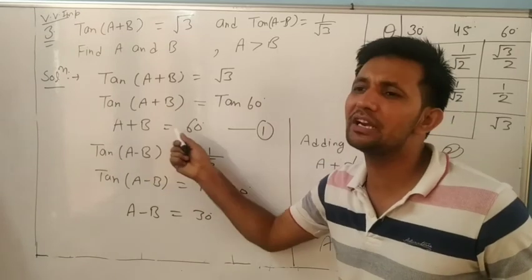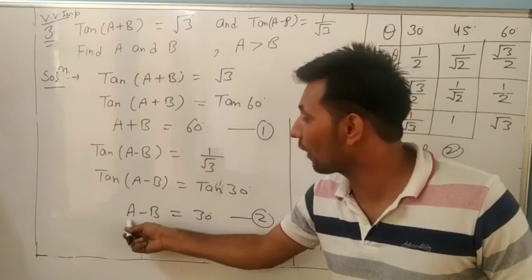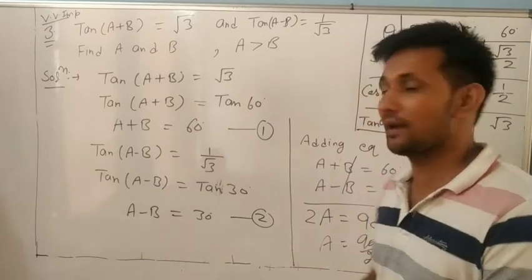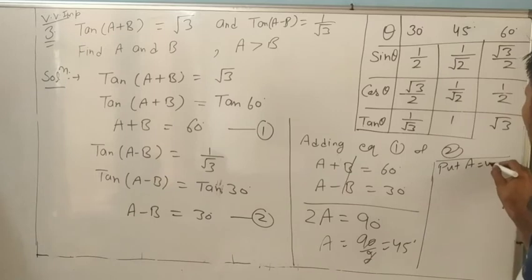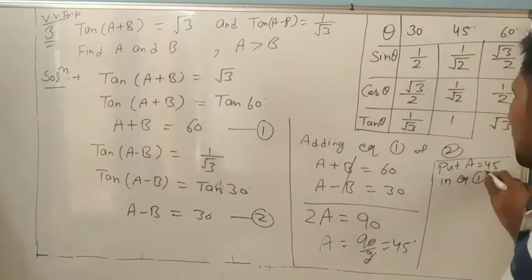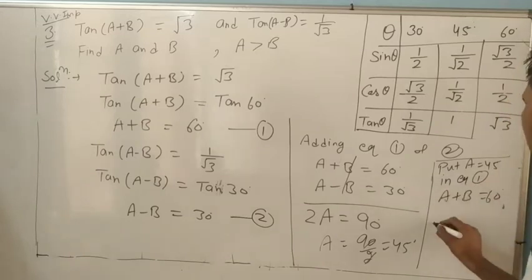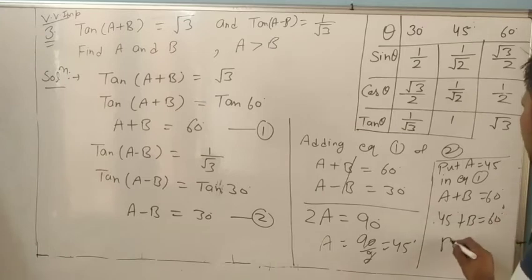A is 45. 45 plus what number becomes 60? 15. A is 45, what number do we subtract to get 30? 15. But don't write directly. So write, put A equal to 45 in any equation you can put. In equation 1, A plus B equal to 60. A is 45, dear, plus B equal to 60, dear. B, on the other side 45 negative. So it is 15 degree.